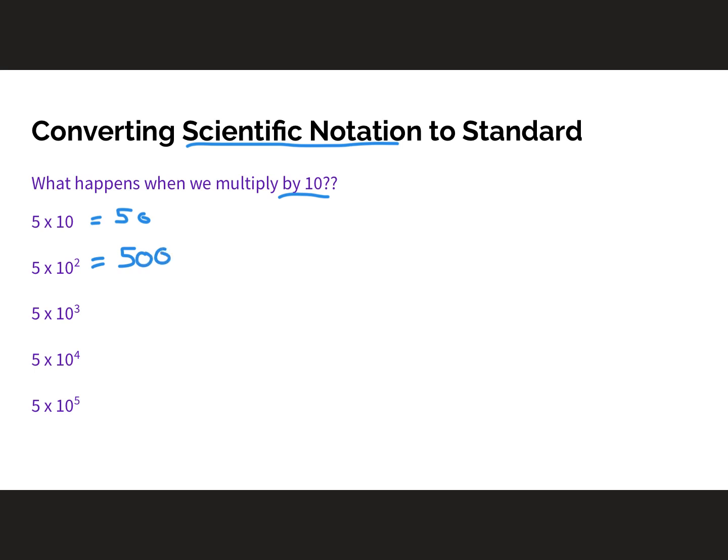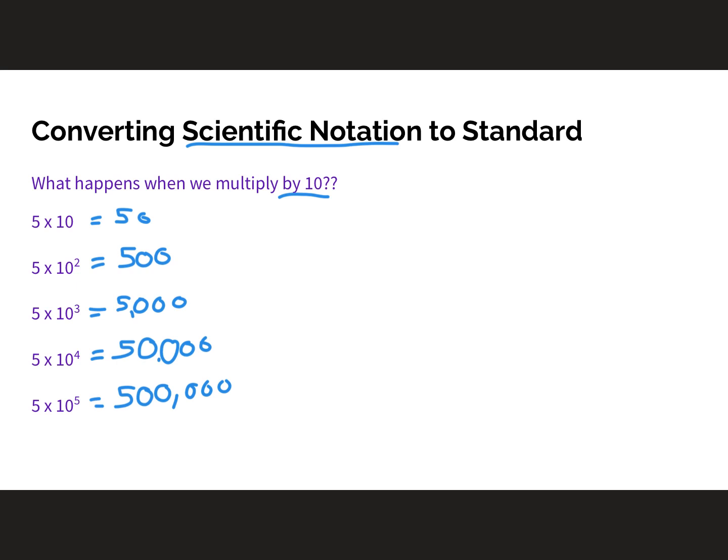5 times 10 to the third is 5 times 1,000, which is 5,000. 5 times 10 to the fourth is 5 times 10,000, which is 50,000. 5 times 10 to the fifth is 5 times 100,000, which is 500,000. Put my commas here. Might be a little easier to see. Okay, so what do you notice?